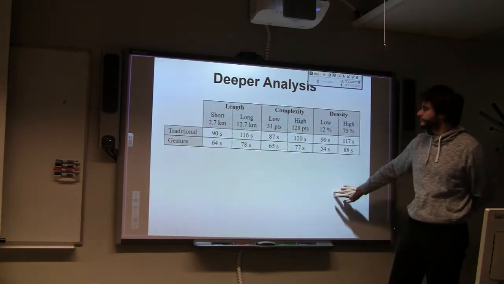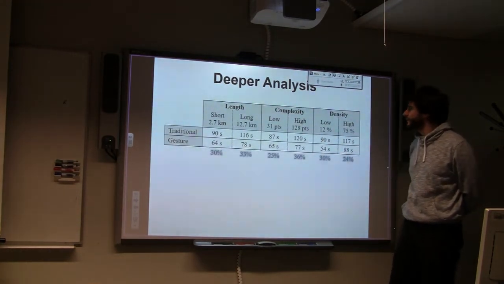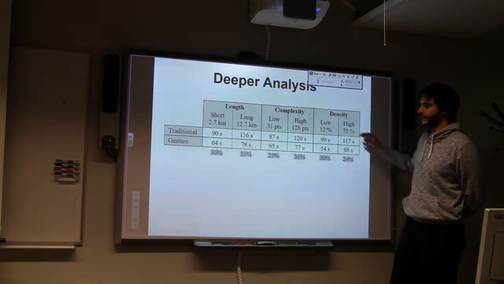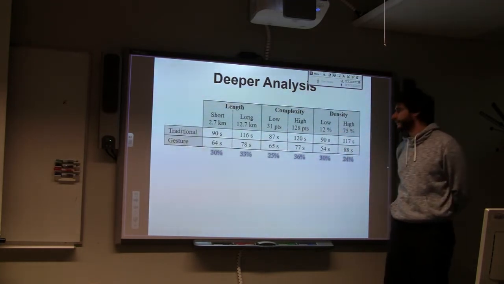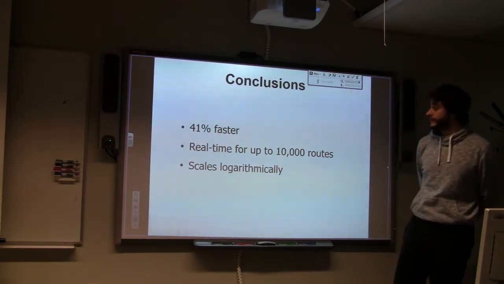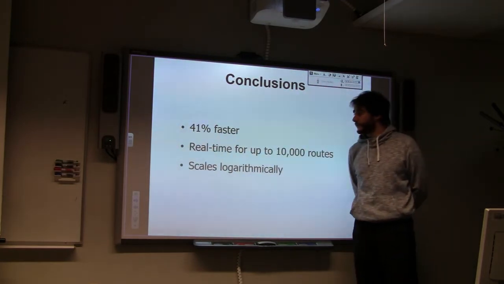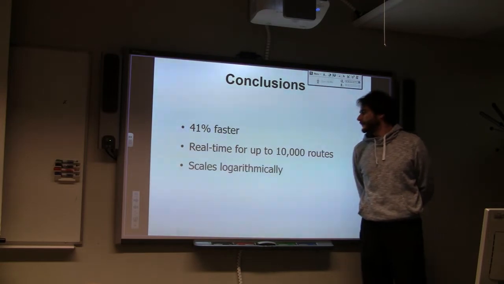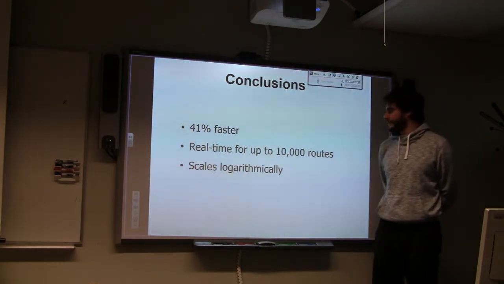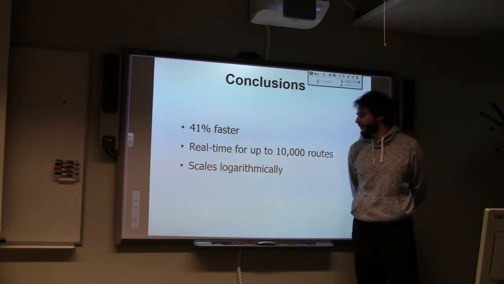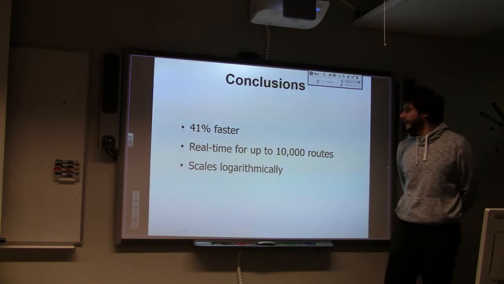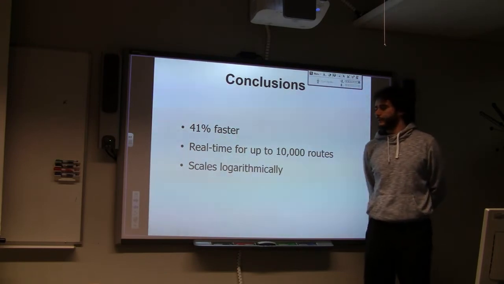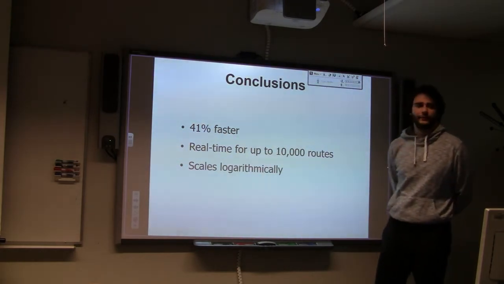In conclusion, this gesture approach seems to be faster no matter what the case. People are able to find trajectories quicker than with the traditional one. And in conclusion, this new method is 41% faster than the best that exists to our knowledge. The query time is real time for up to 10,000 routes. And the method scales logarithmically, meaning that we don't have to worry about inventing a new method soon, but it's not going to last forever.